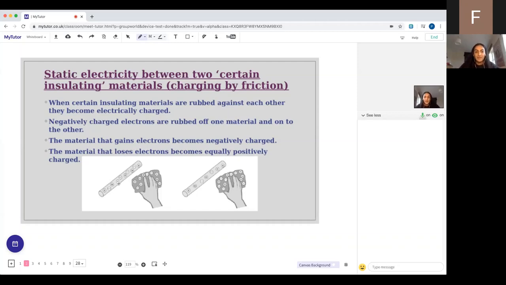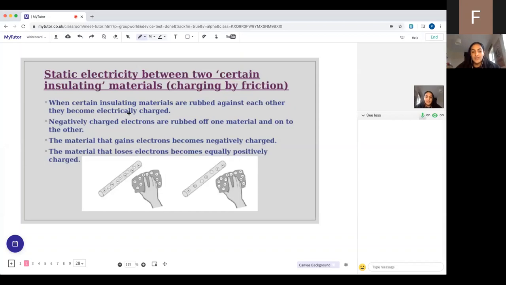Now, when we have static electricity between two insulating materials, it can also be known as charging by friction. So if we have two insulating materials, and we rub them against each other in any which way, it doesn't need to be a certain direction or anything, they will become electrically charged. Okay, so when certain insulating materials are rubbed against each other, they get electrically charged.